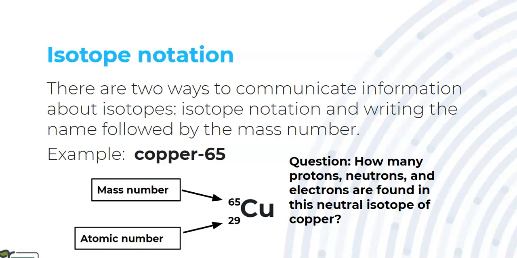So I want you to pause this for a moment and ask yourself how many protons, neutrons, and electrons are found in this neutral isotope of copper. So pause for a second, and then when you're ready to check your answer, press play again, and I'll go over it. Okay?